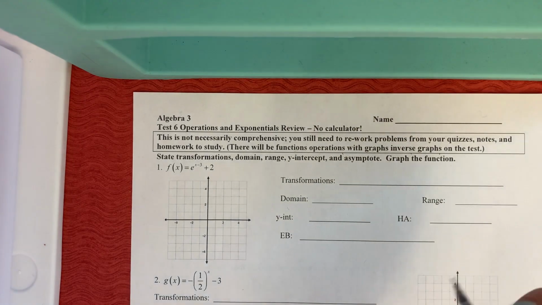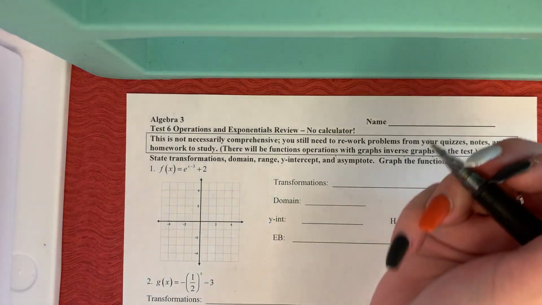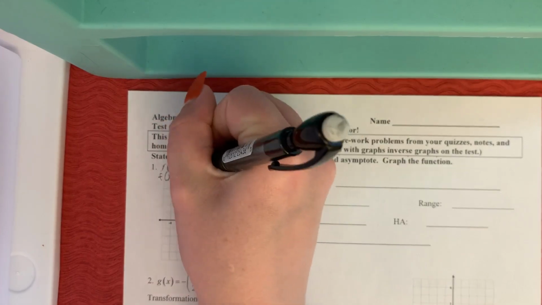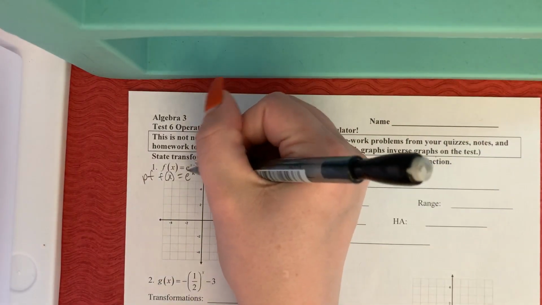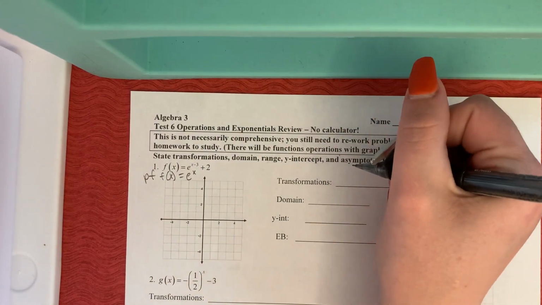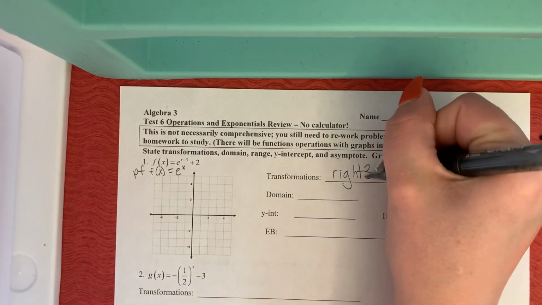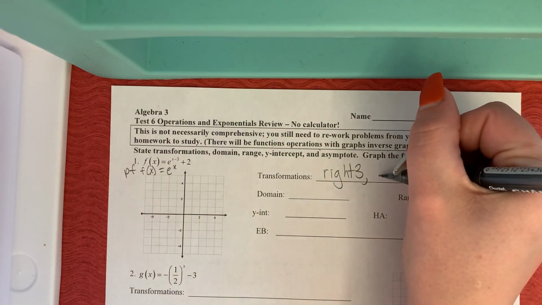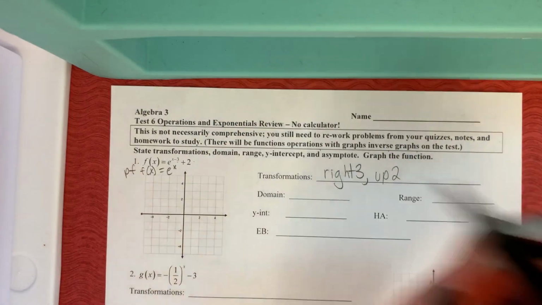But we're going to go ahead and start with graphing. So we're graphing e to the x minus 3 plus 2. Our parent function here is f of x equals e to the x. That's our parent function. So the transformations: in that exponent, because it's x minus 3, we're shifting to the right 3. And because of that plus 2 on the outside, we're shifting up 2. So right 3, up 2.